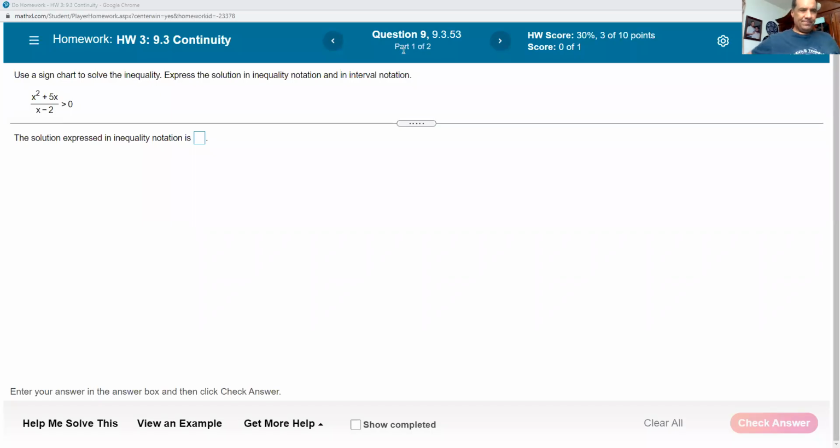On an inequality like this, you have to find what's called the critical points of the inequality. Critical points occur when either it's x values that make the numerator 0, also x values that make the denominator 0.